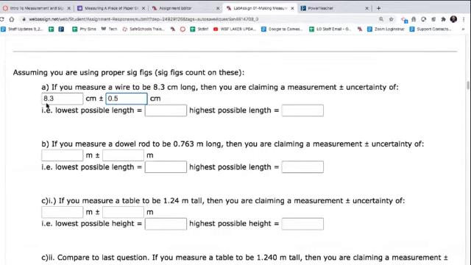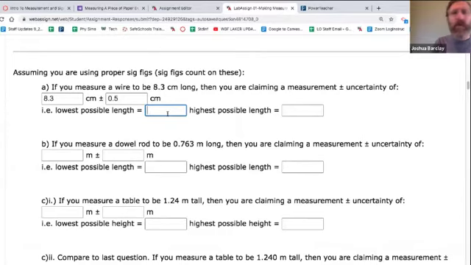See, this is the uncertain place. Our uncertainty's got to be in that tenths place also. That's just one way of writing. What's the range of values that we're saying it must be between? What's 8.3 minus 0.5? 7.8. 7.8 centimeters. And the highest possible length would be 8.8 centimeters.